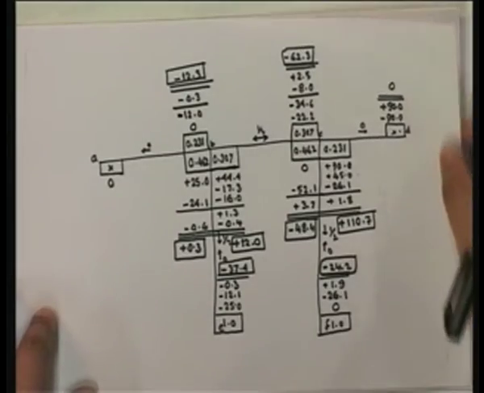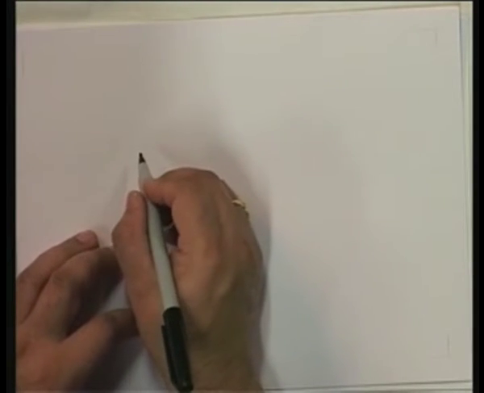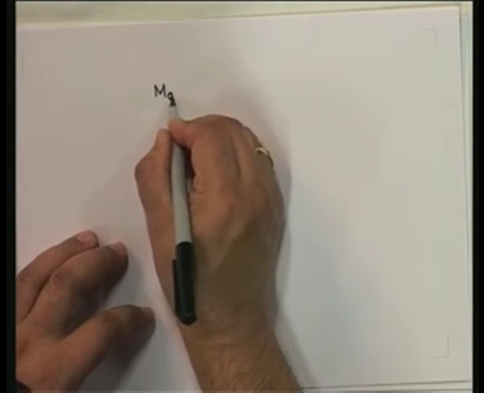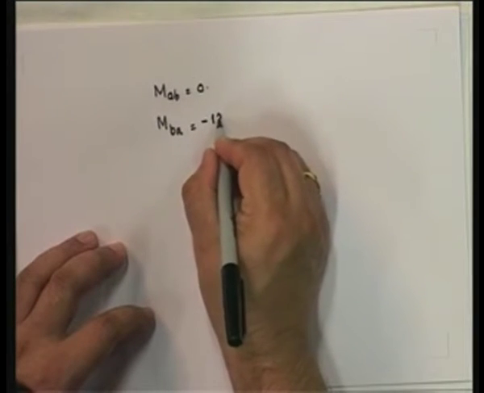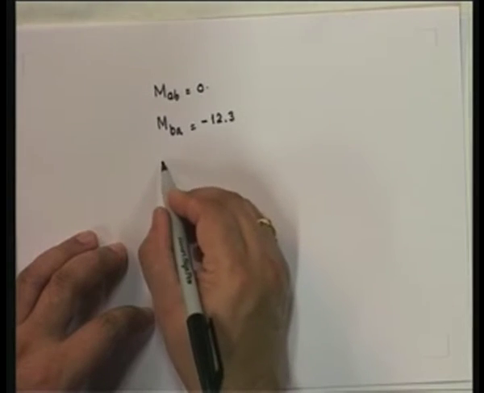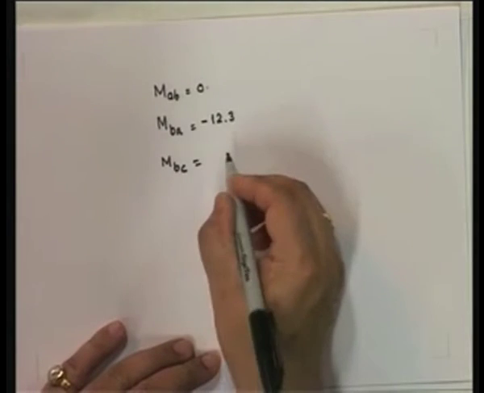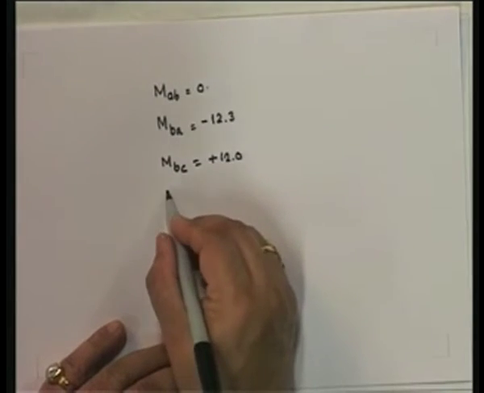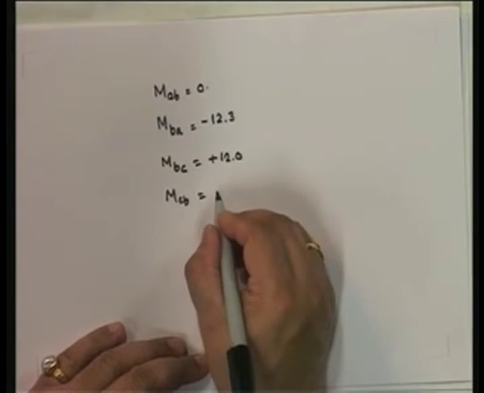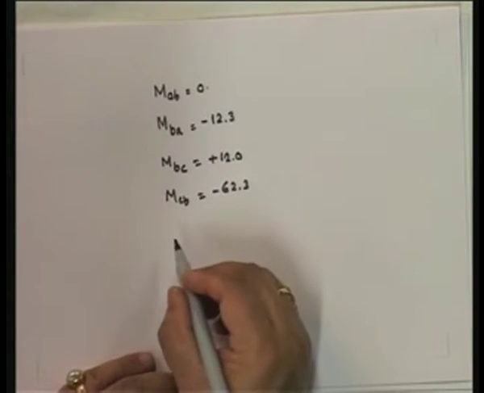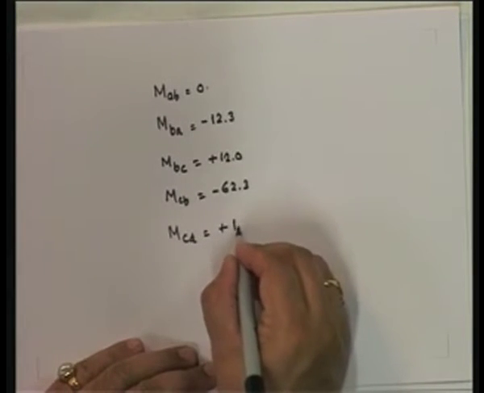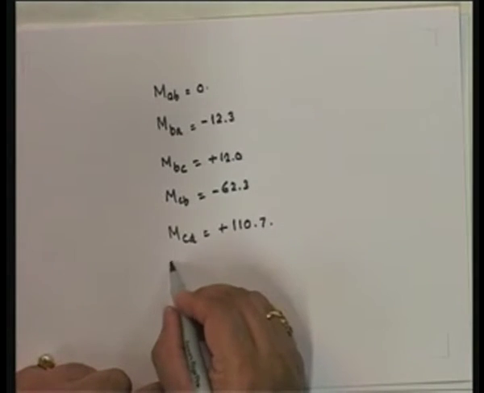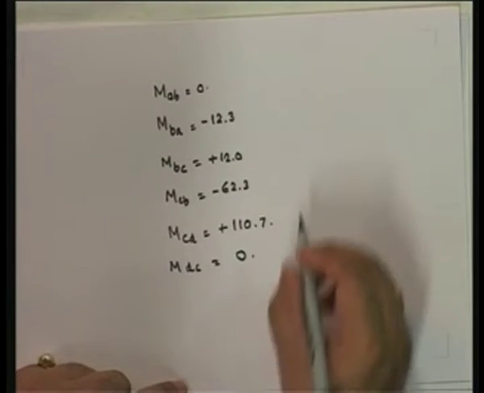So ultimately, at the end, let me put down what are the values that I get. And if I look at it, this is what I get. MAB equal to 0. MBA is equal to minus 12.3. MBC is equal to plus 12.0. MCB is equal to minus 62.3. MCD is equal to plus 110.7. MDC obviously is equal to 0.